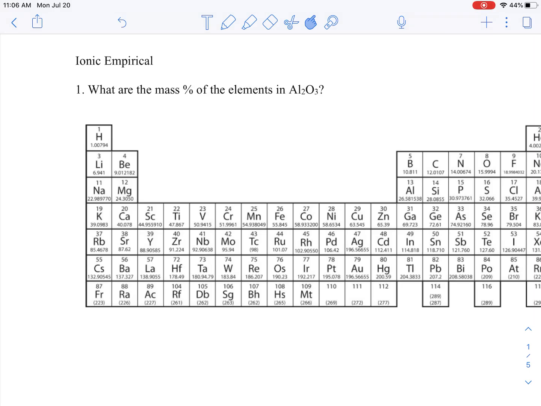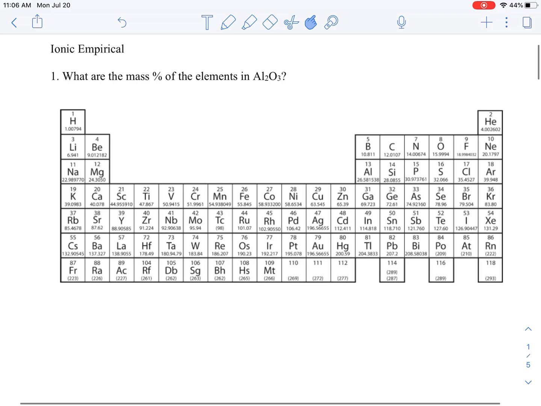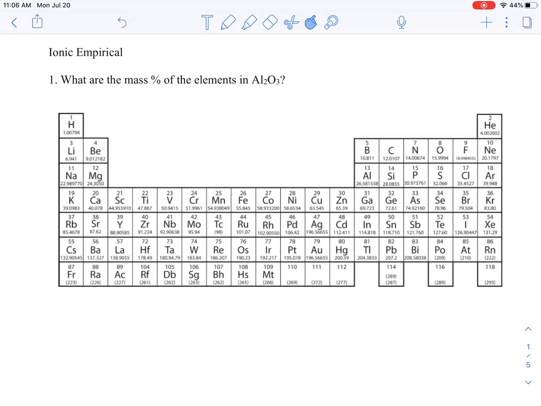All right, here we are for our first set of problems. And our first set of problems for the ionic empirical stuff is they're going to ask you what the mass percents are. Now, a percent is pretty easy. It's just the part over the total, except that we know that atoms don't all weigh the same thing.